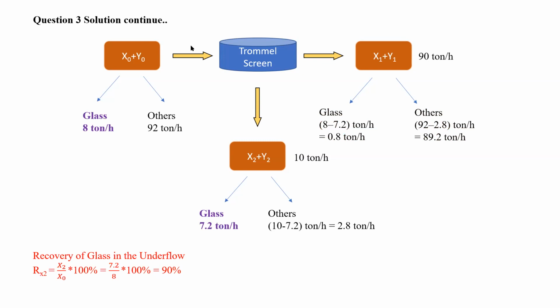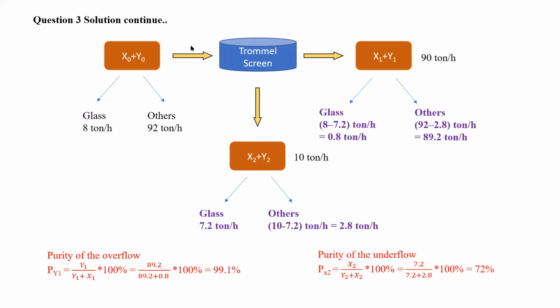And to calculate the recovery rate of glass in the underflow, we need to divide the amount of glass, which is 7.2 tons per hour, found in the underflow, that is the desired side for glass, by the initial amount of glass, which is 8 tons per hour, and times 100%. And therefore, we can obtain the recovery rate as 90%. That is, 90% of glass can be recovered from commingled municipal solid waste with the thermal screen.